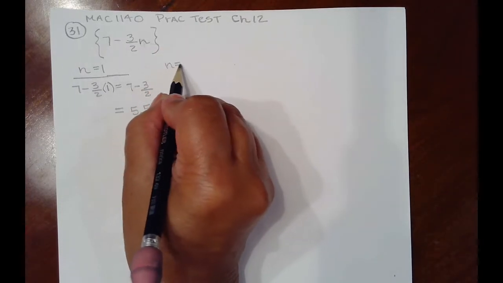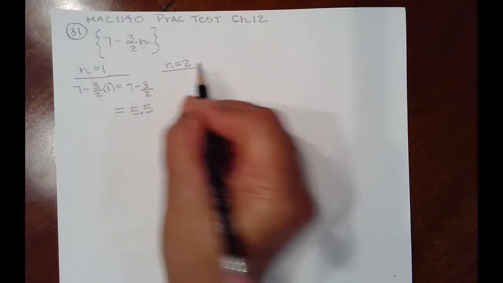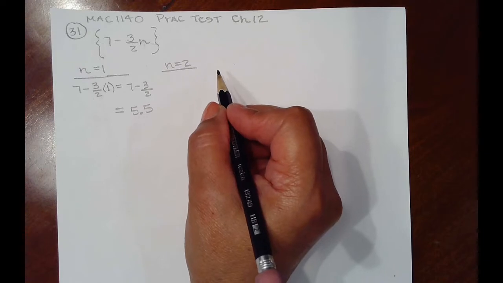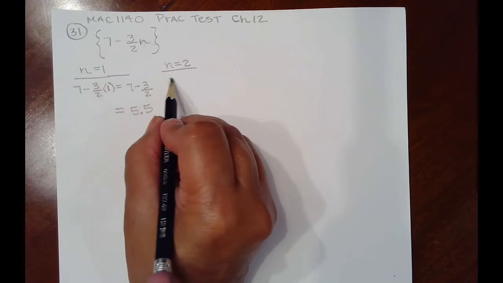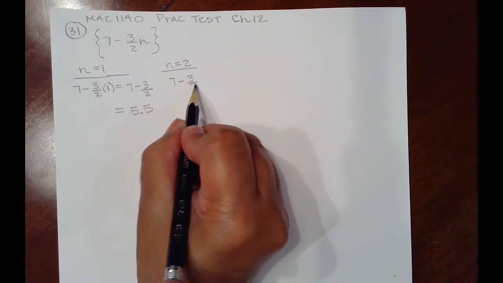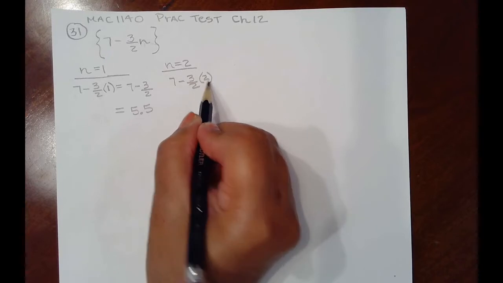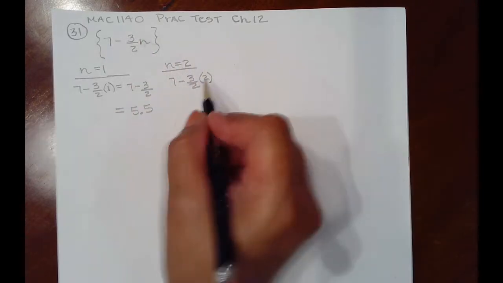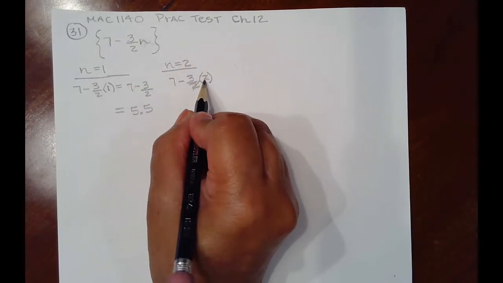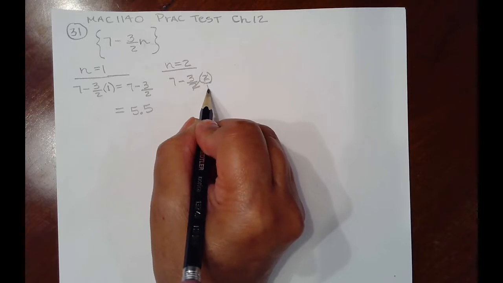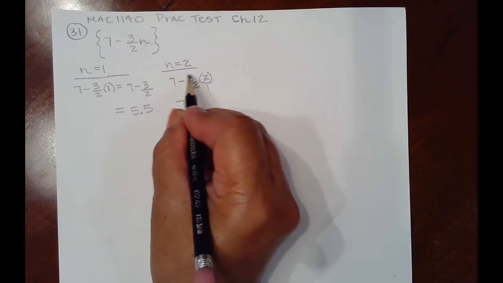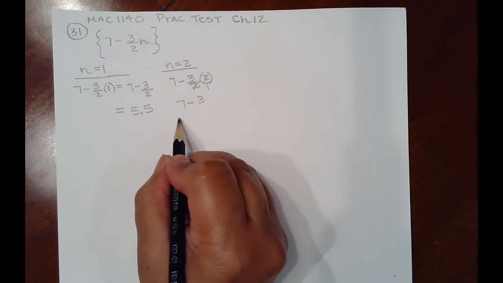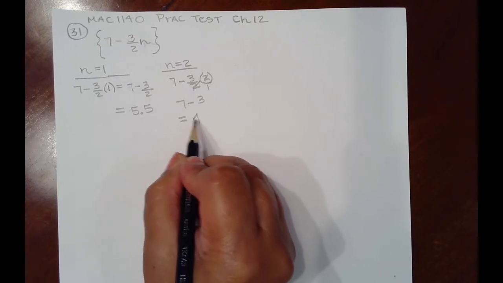Okay, moving on to n equal to 2, you should generate a few terms in the sequence and then decide whether it's arithmetic, geometric, or neither. If you're going to evaluate this at 2, it would be 7 minus 3/2 times 2. You're putting a 2 in for n. In this case, the 2's would cancel because this 2 is the same thing as 2 over 1. So you would actually have 7 minus 3 is all that would be left. So this is equal to 4.